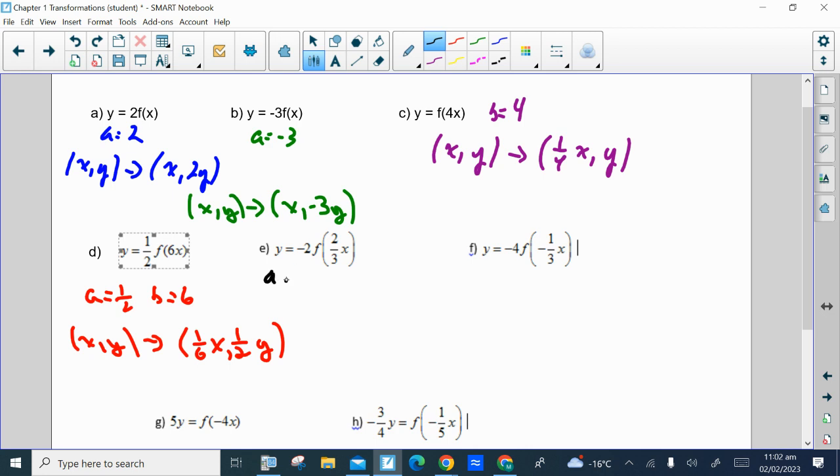Question E, you have an a value of -2, a b value of 2/3. An a value of -2 says all the y values are multiplied by -2 because it's been vertically stretched by 2 and reflected over the x-axis. But a b value of 2/3 means it's horizontally stretched, and the stretch factor is the reciprocal of 2/3, which would be 3/2. So all the x values will be multiplied by 3/2. The y values are multiplied by -2.